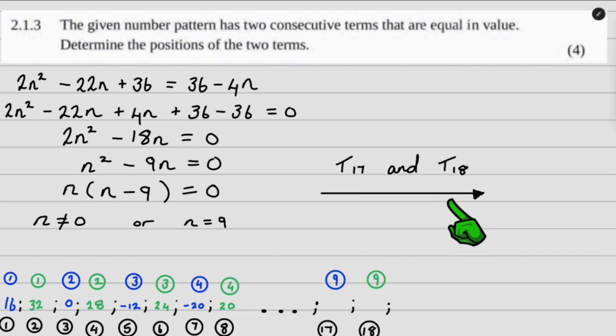So we need to check where the marks are coming from here, so let's take a look at that quickly. So the 4 marks will come from equating the two equations, the correct factors over here, and then the correct answers with the rejection of 0, and the last mark comes from the position of the two terms.